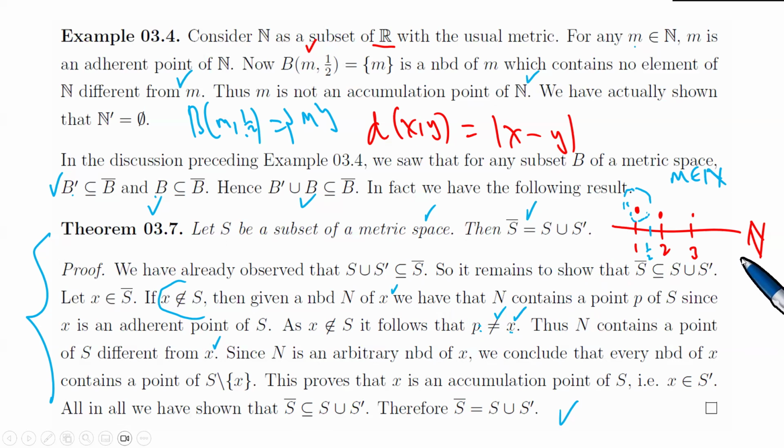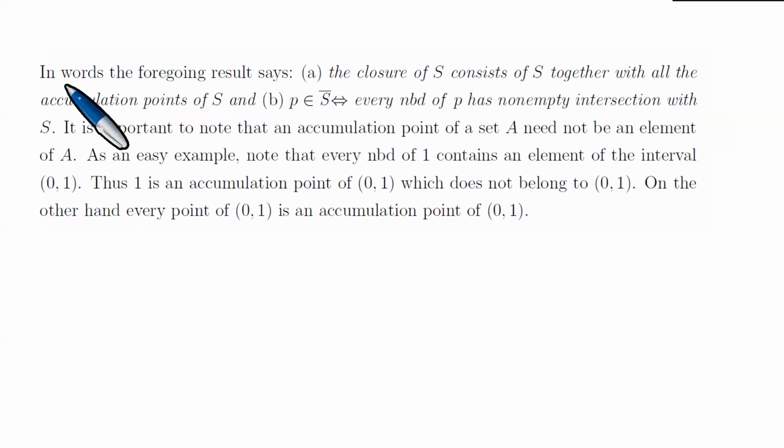I'm sure that we've discussed these things a little, and it was pretty interesting to look at the following quickly and try to make sense of it. In other words, the foregoing result says A, B. Let's look at A: the closure of a set S consists of S together with all its accumulation points. So to get the closure of a set, take the set S together with all its accumulation points, and then you get the closure. The question is, what is the quickest way to find the closure of a set? According to that theorem, you take the set S and all its accumulation points, and then you have the closure.